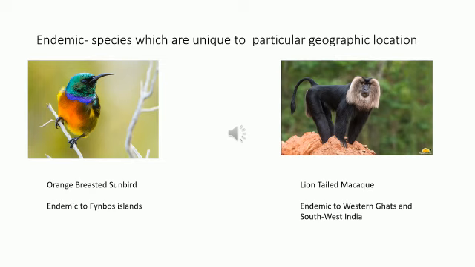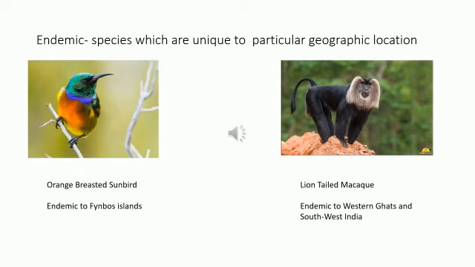For example, here in the picture you can see the orange-breasted sunbird. They are present only in the Fynbos, a vegetation type found in southwestern South African areas. Next, the lion-tailed macaque is endemic to the Western Ghats of southwest India.